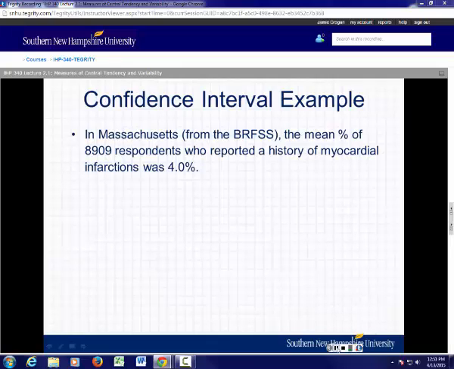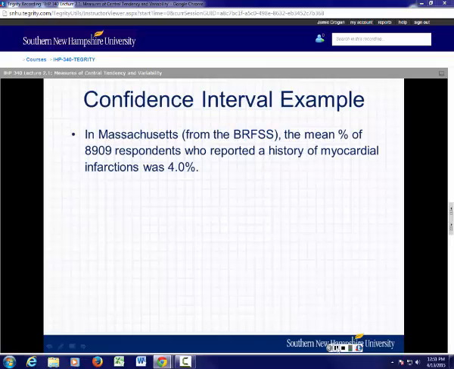Now I need to point out that the 8,909 people are the sample. They're a sample that's coming from the population, which is all of the people in the state of Massachusetts, or maybe all of the adults at least. And so you have 8,909 adults selected from the population of Massachusetts. 4% of the sample reported a history of myocardial infarction.